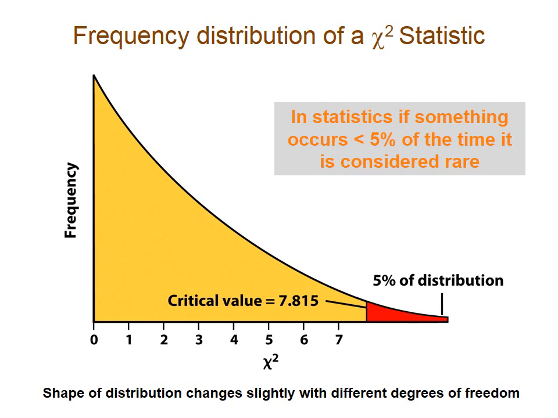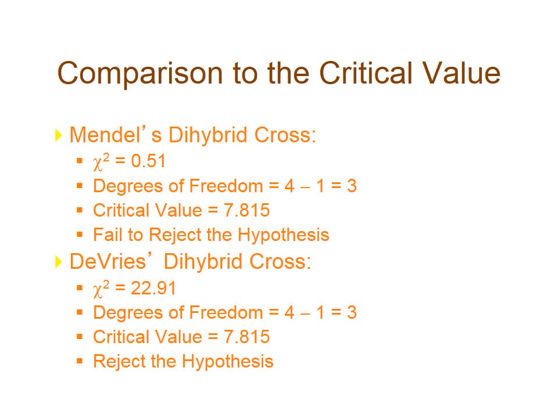Okay, so looking at those two, here's Mendel's dihybrid cross, 0.51. De Vries, 22.9. Those are those results. Which ones are we going to reject? Here, because we have this critical value, 7.18, this is that 5% based on that frequency distribution. De Vries is larger than that. So we reject the hypothesis.